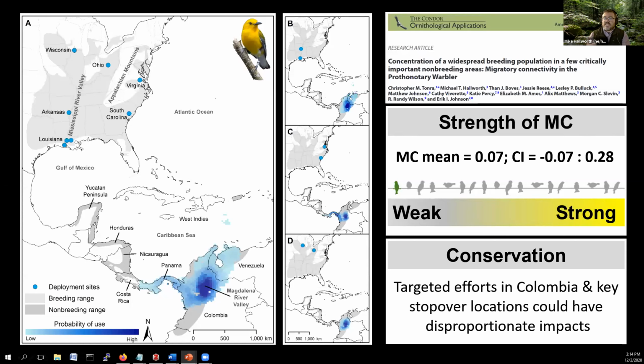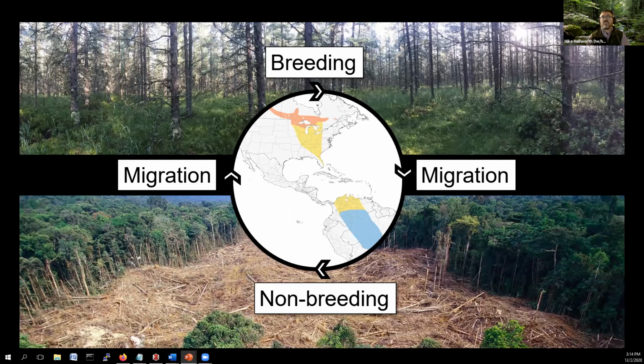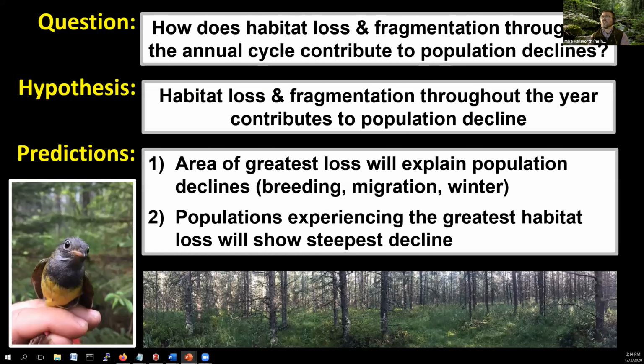And so that gets me thinking, okay, if something happens in a certain part of the range that's important, how can we relate that back to a full annual cycle model to get an idea of what's actually driving some of these declines? Here today, I'm going to talk about the Connecticut warbler, and I'm going to hopefully integrate breeding, migration, and non-breeding data back to population declines. We set out to answer this question: how does habitat loss and the resulting habitat fragmentation throughout the annual cycle contribute to the population declines that we're seeing?